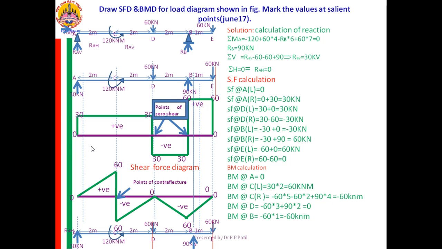Because at that point I need to calculate the SF and I need to check whether it is minimum or maximum. Okay? Yes? Any confusion? No, sir. Okay. We shall go for the next problem.